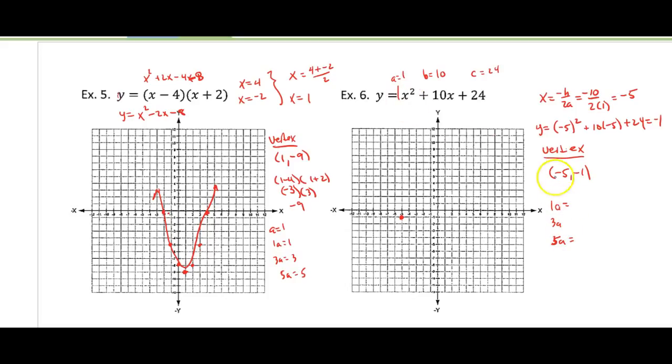So if a is 1, 1 times 1 is 1, 3 times 1 is 3, 5 times 1 is 5. I know a is positive, so it's going to go up. So I go over 1, up 1. Now my next step from this point is over 1, up 3. Then over 1, up 1, 2, 3, 4, 5. Duplicate this on the other side. And I have my graph.